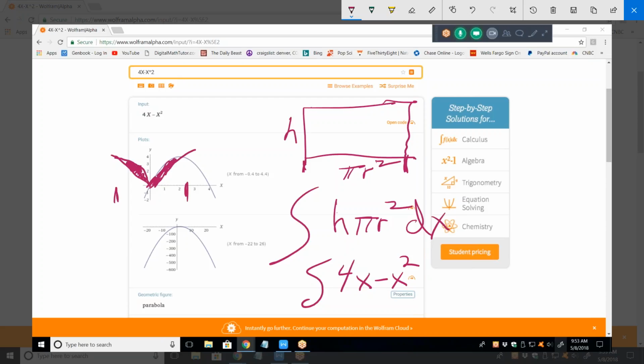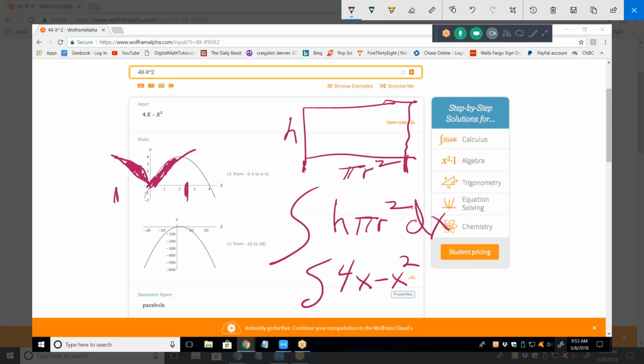In Calc AB, you don't do cylindrical shells. You just do discs and washers. So it's only when you get beyond Calc AB that anybody has to do cylindrical shells. I'm going to have to put you off on this one until next time. Hopefully they won't ask too many questions on it.